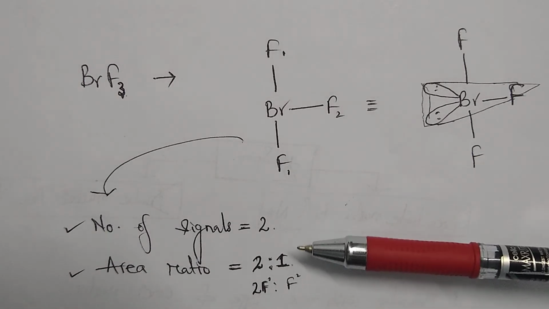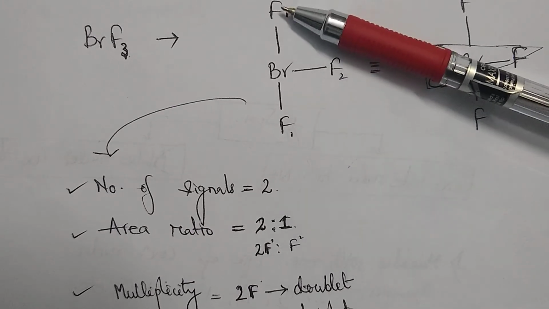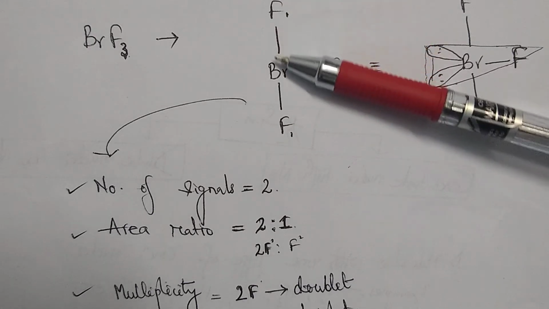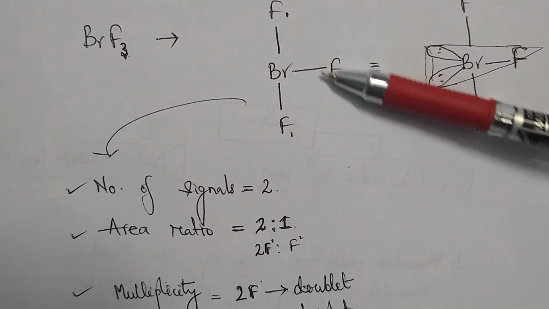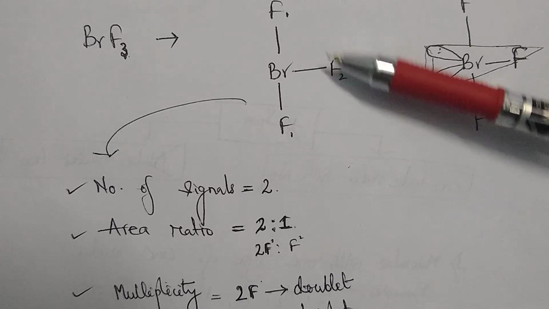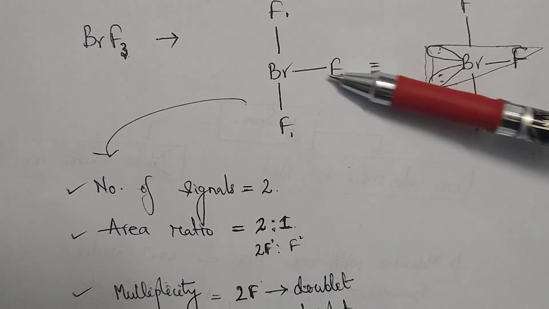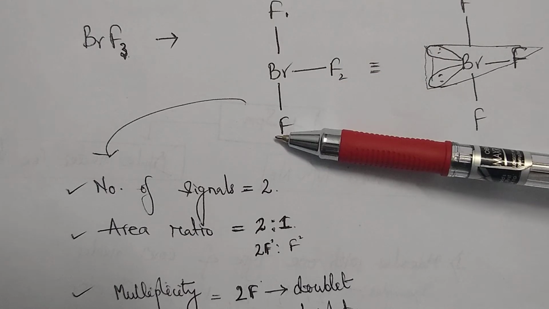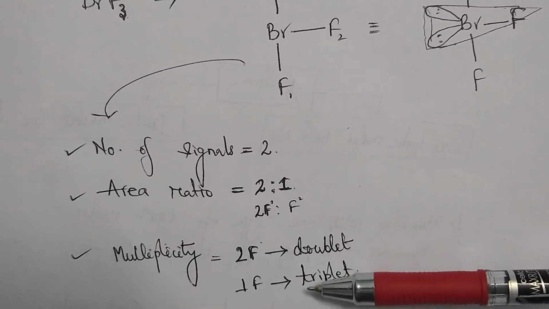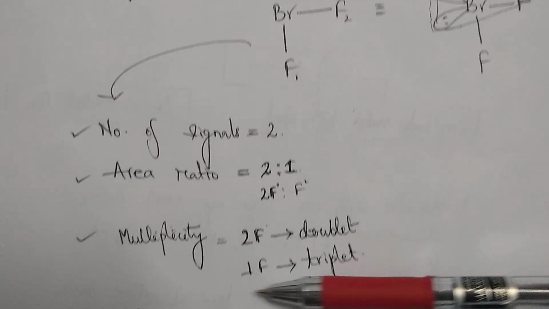Similarly, if we consider their multiplicity, the two axial fluorines couple with the one and only second kind of fluorine, so we get a doublet signal for these 2 fluorines of one kind. And the second kind of fluorine is coupling with the 2 fluorines of the first kind, so we get a triplet signal for the 1 fluorine of the second kind. So doublet and triplet give the Pople notation AX2.